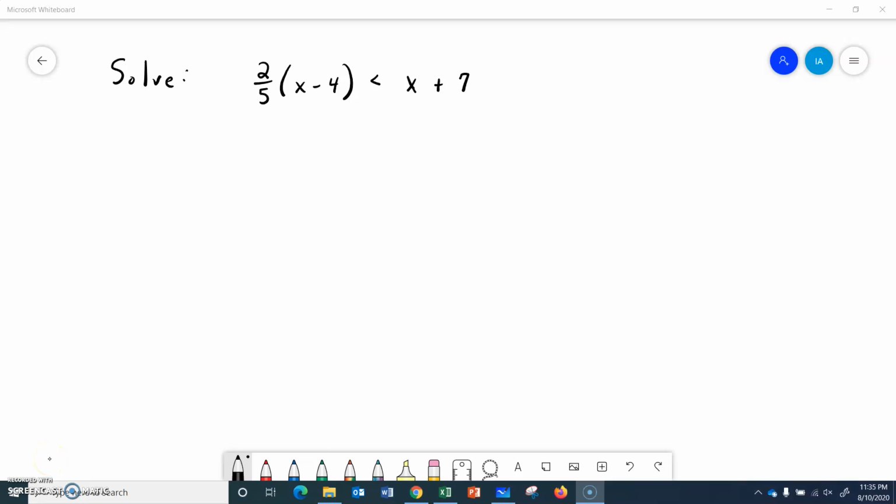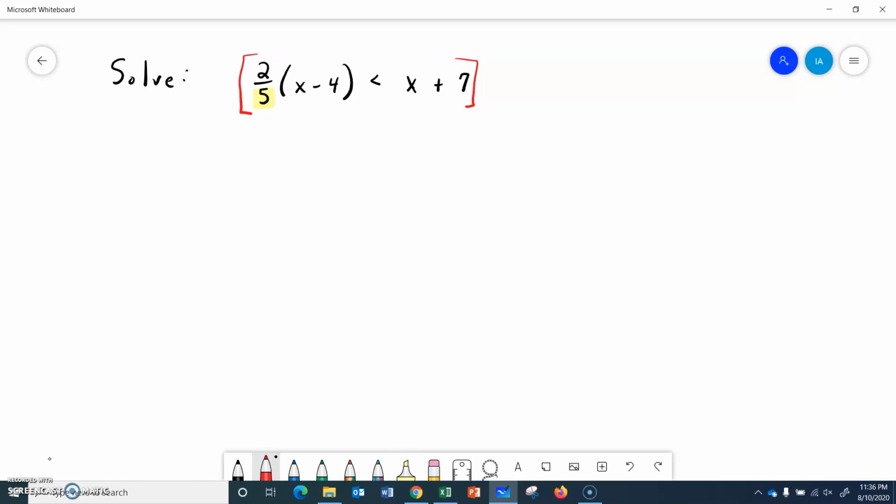Hey, it's Mr. Allred, and we're still solving inequalities. The one we have here on the left hand side is 2/5 times the quantity of x minus 4, and that's all less than x plus 7. So if we think about our rules for solving equations, the first thing we see here is a fraction. You may prefer to get rid of the parentheses first, and that's fine, but we see a denominator of 5.